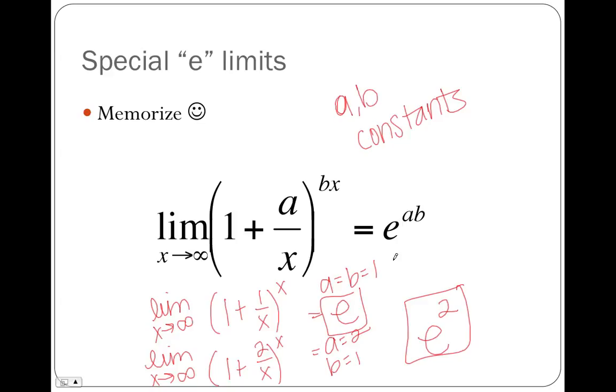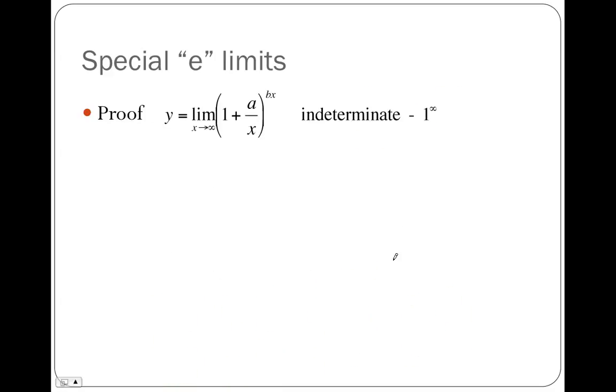This really is truly worth memorizing. I'm going to show you where it comes from, but at the end of the day, the more multiple choice questions you can answer in just a second, the better, and this is one that you can definitely do that with. Here's my proof. I have y equals the limit as x approaches infinity of 1 plus a over x raised to the bx. And again, we're remembering that a and b are constants.